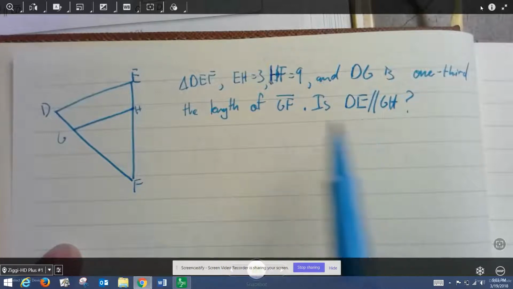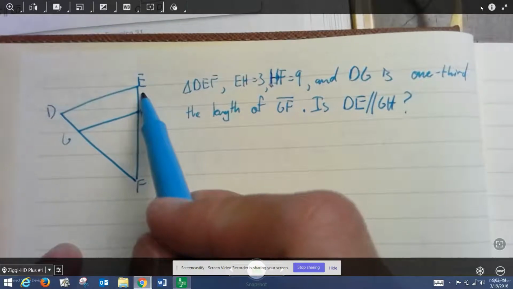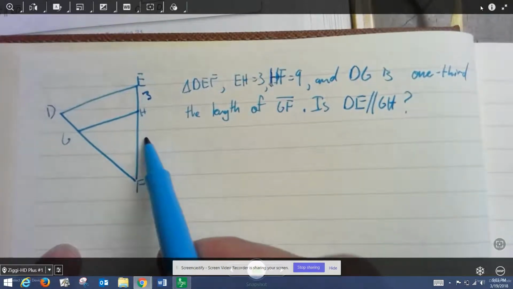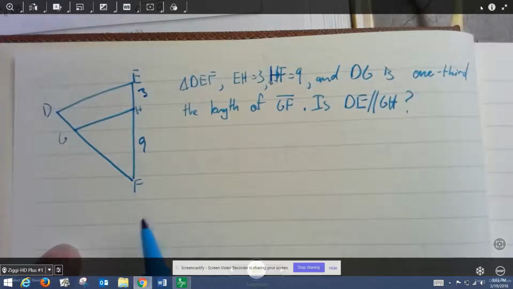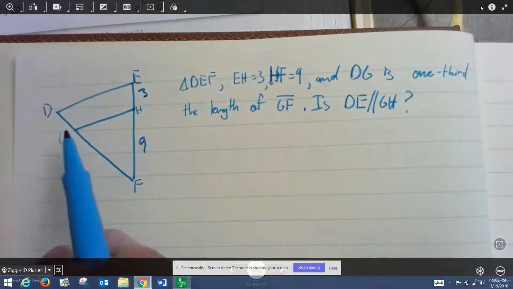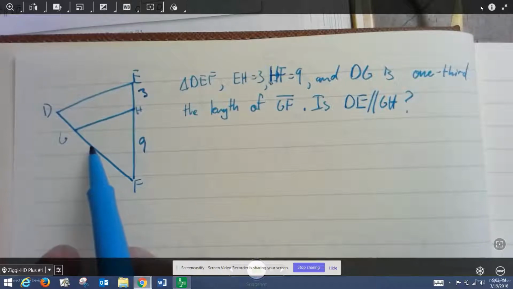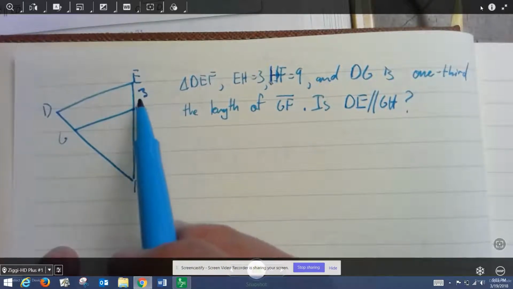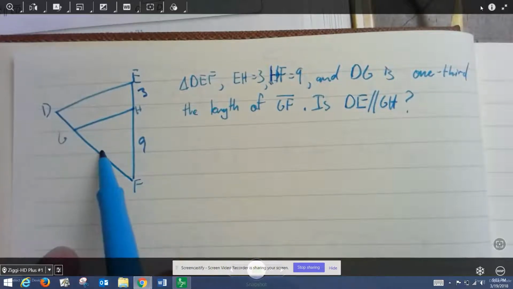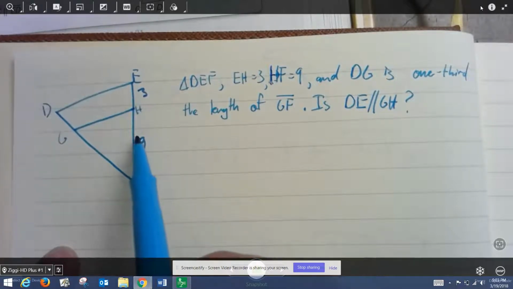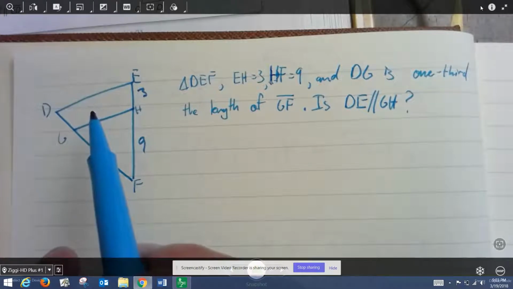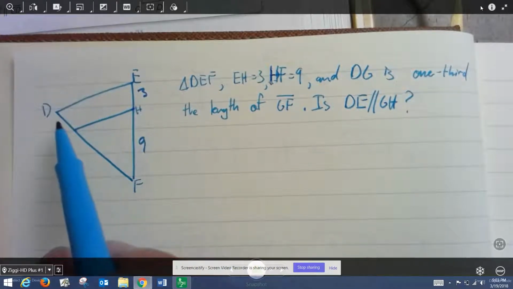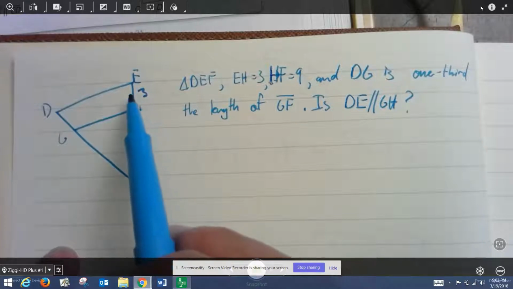In this case, the given information says that EH is 3 and HF is 9. And all we're given here is that DG is 1/3 the length of GF. I think you can already intuitively tell that GH is going to have to be parallel to DE. It just seems right, because you're hearing something about 1/3, and then you've got 3/9 here, and 3 is 1/3 of 9. But how do you set up the math to make sure you can justify that everything is true? These two make a ratio that is the same as this ratio here.